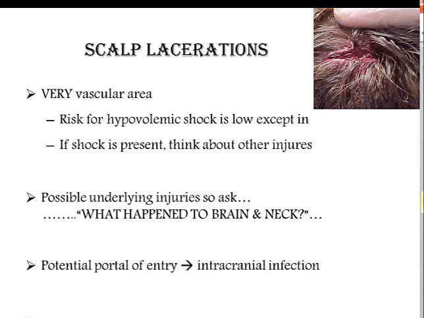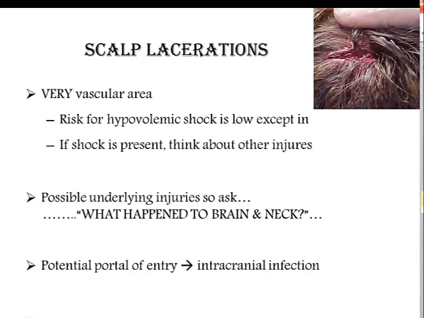Let's talk about taking care of the laceration. Lacerations are a potential portal of entry for infection and leading to intracranial infection. Therefore, the area is irrigated before the laceration is sutured to remove any foreign body objects, and decrease risk of infection. What else do you do?